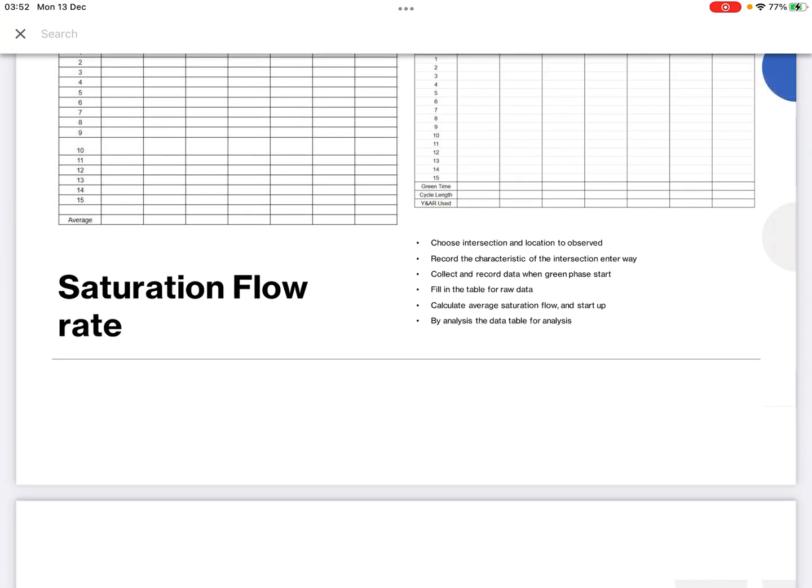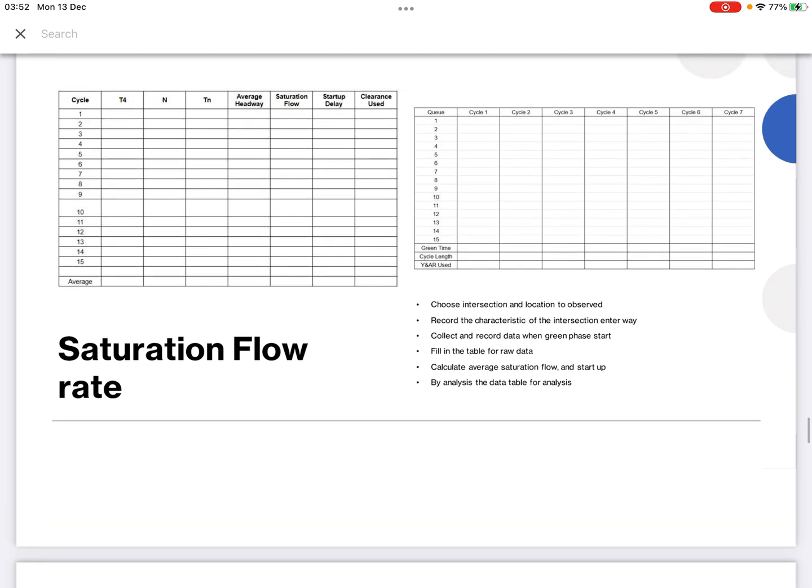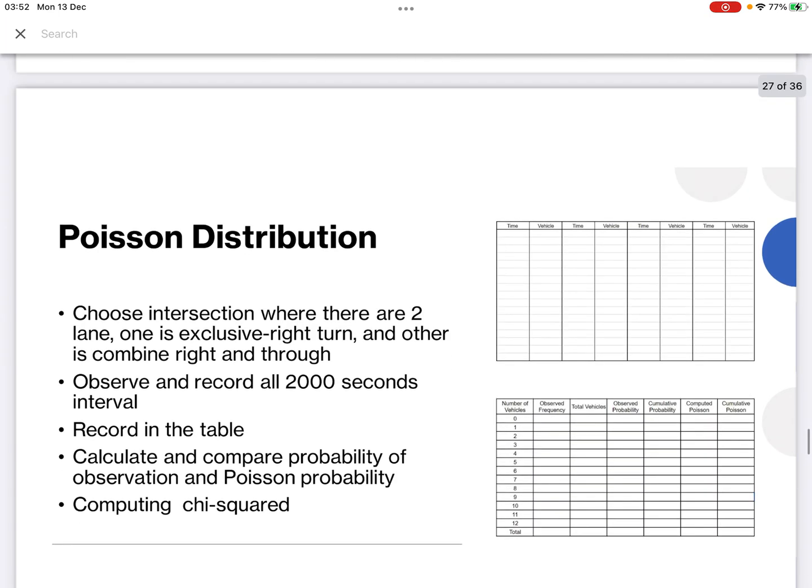Saturation flow rate. Choose an intersection and observe, record. And then, when the green phase starts, fill the table with the raw data. Calculate average saturation flow and startup.